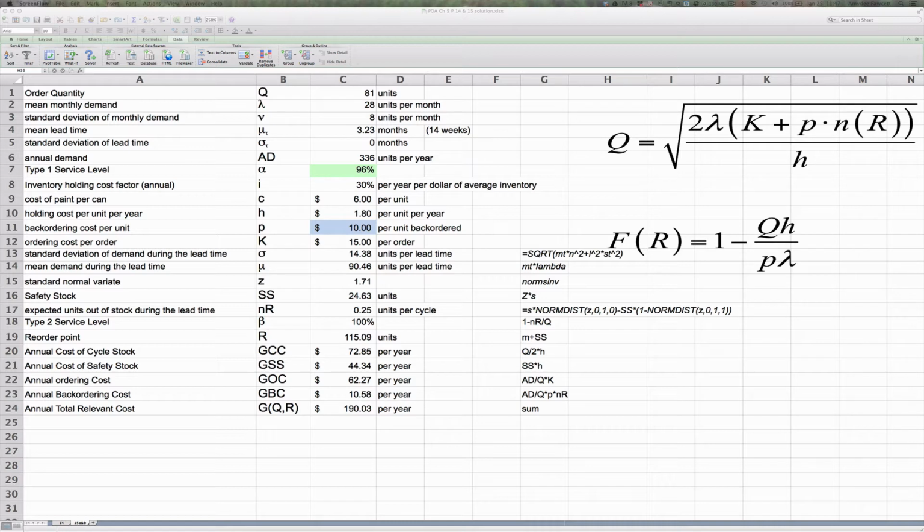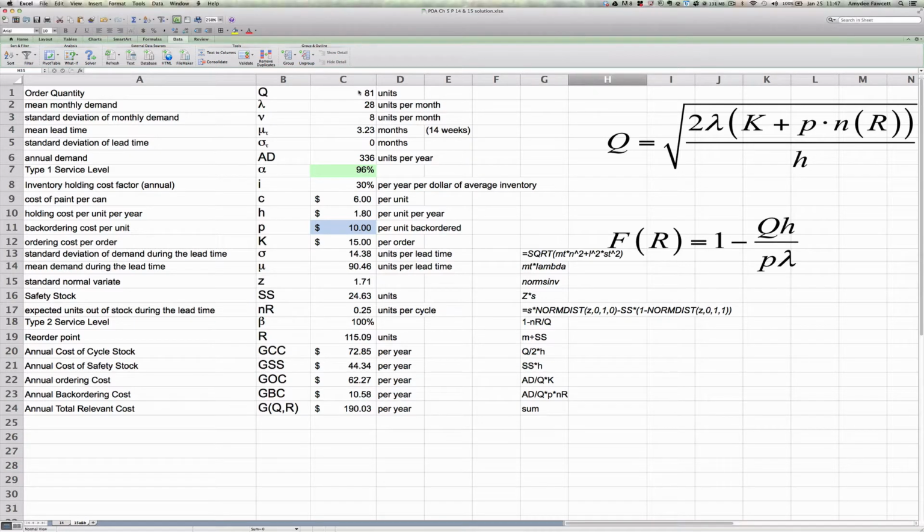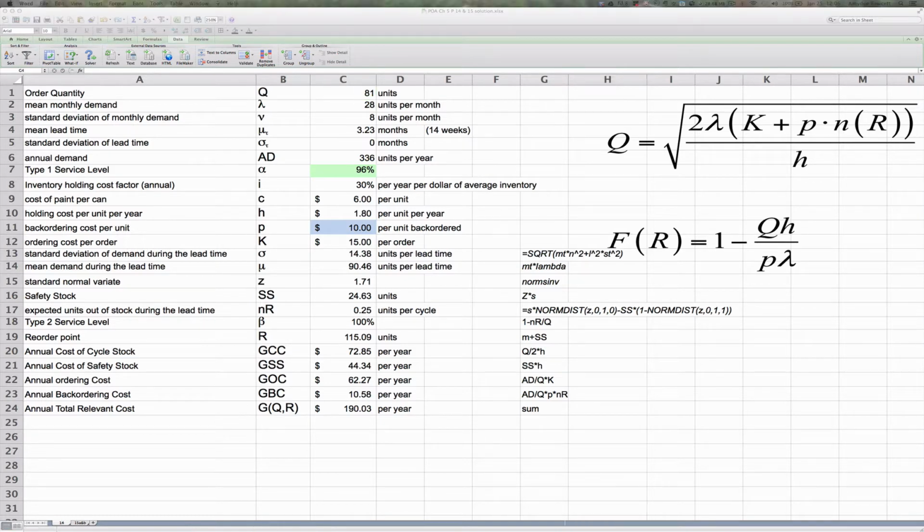And so specifically, we found a cost minimizing value of Q of about 81, an alpha of about 96, and that resulted in a total cost of $190. So this is our starting point for the discussion for Problem 15.